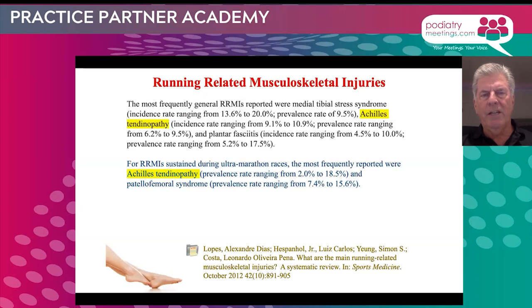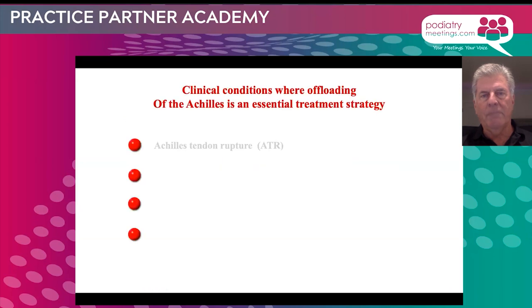In terms of the Achilles, these are two studies that show Achilles tendinopathy, not ruptures, just Achilles tendinopathy, is either number one or number two in prevalence, depending on what type of running population we survey. So it's right at the top of the list in almost every study we look at.